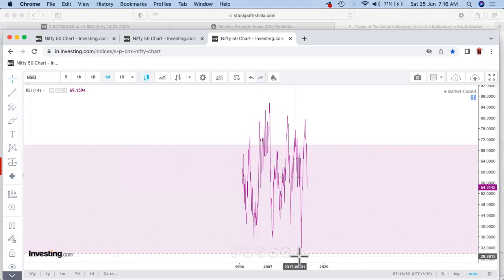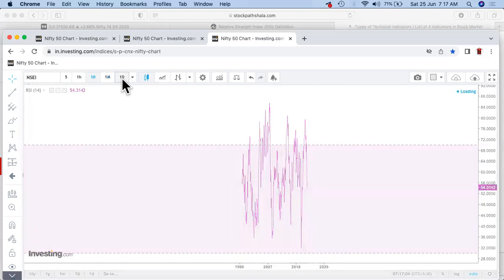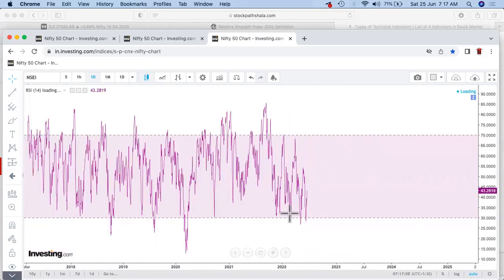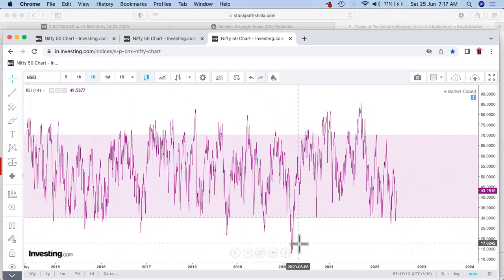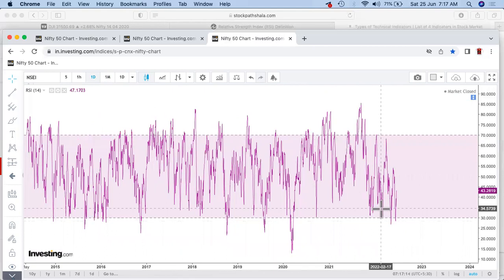Second is anything below 30 is oversold zone, right? So it may happen that if it is going below 30, it may come up also. If you want to see that, you can see in daily time frame also that, okay, fine, it has been going below 30 and then again coming up.